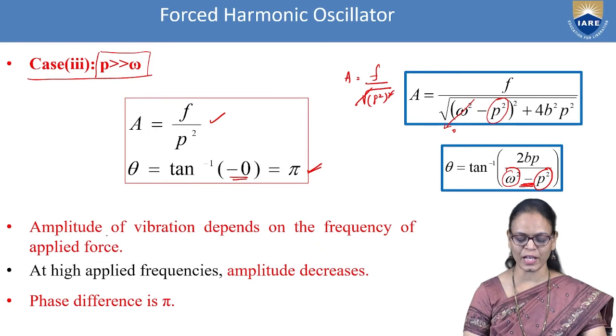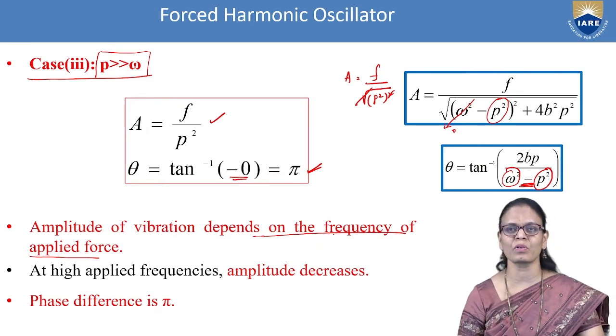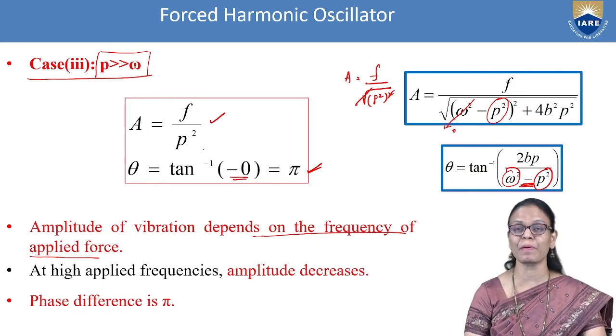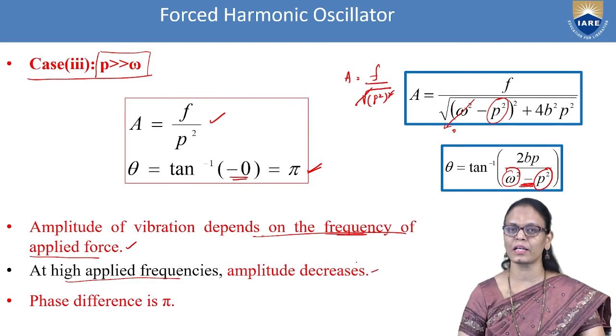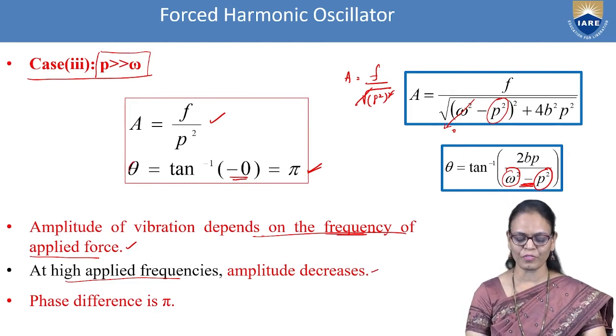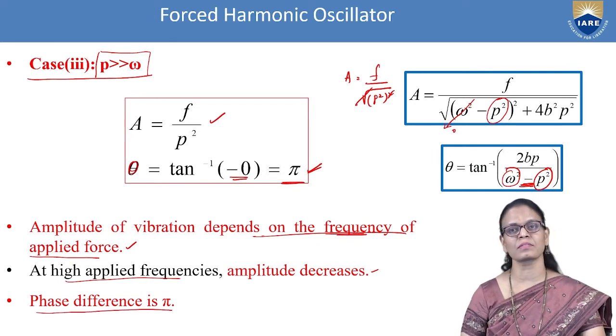So what we see here, the amplitude of vibration depends upon the frequency of the applied force. Now it is no more dependent on the damping coefficient. It simply depends upon the frequency of the driving force. And at high applied frequencies, the amplitude will decrease. What about the phase difference? They differ in phase by pi, that is 180. So the phase difference is pi.